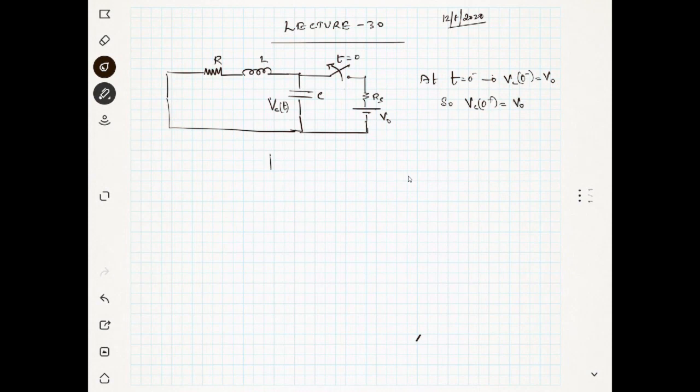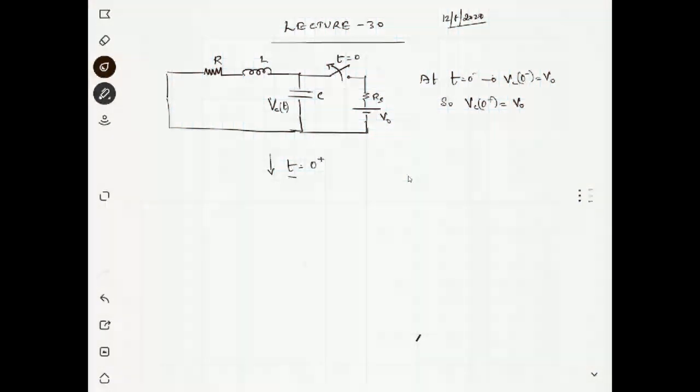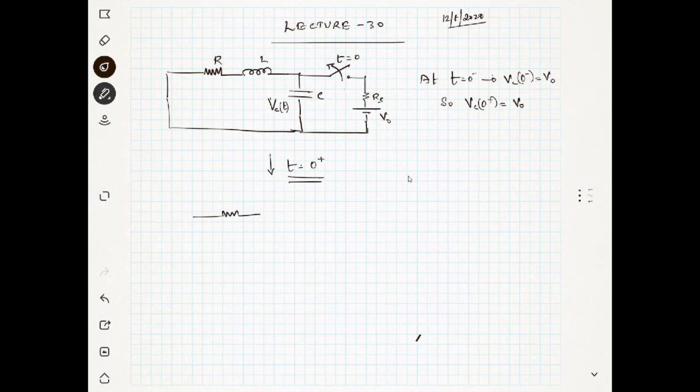At t equal to 0 plus, we can draw the circuit as follows. You have just an RLC circuit. Assume that you have a pure inductor, a pure resistor, and a capacitor with initial voltage, as I told you. Initially the current will try to flow from the capacitor like this. It is Ic of t. So you can have a current like this, and you have an initial voltage.